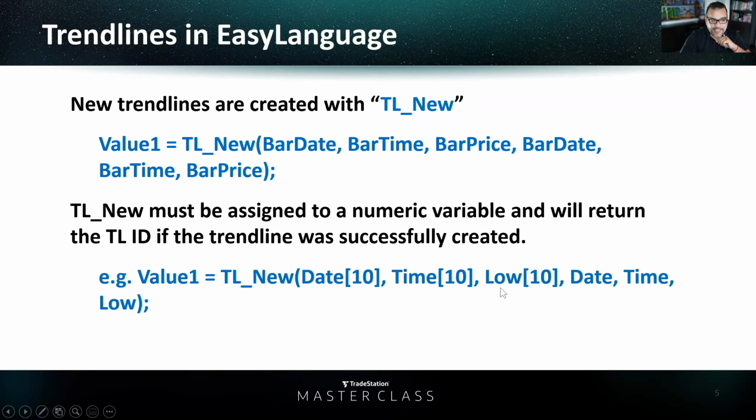For example, you have one right here, Value1 equals TL_new. Notice that we have the date, time, and the low of 10 bars ago, so we're using a historical reference. And then we're using the date, time, and low of the current bar.